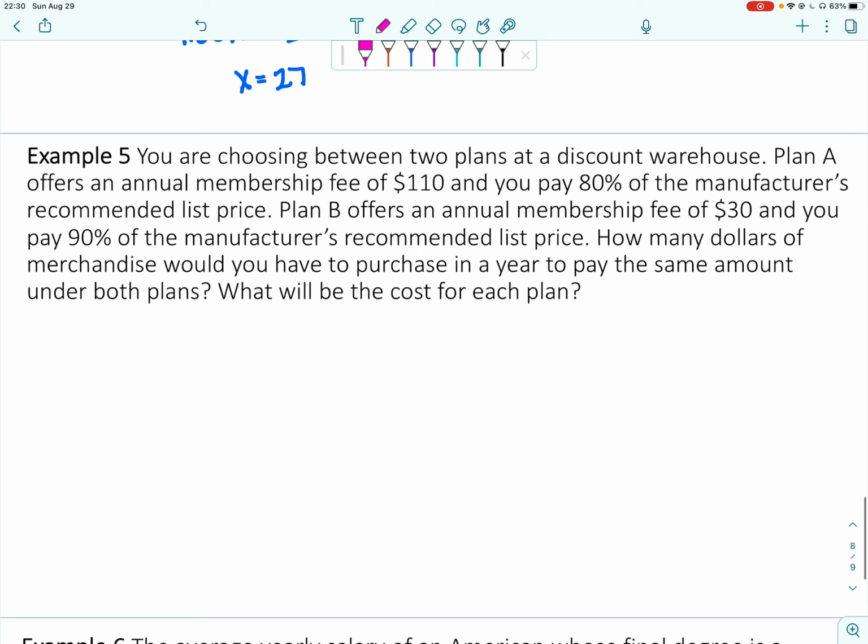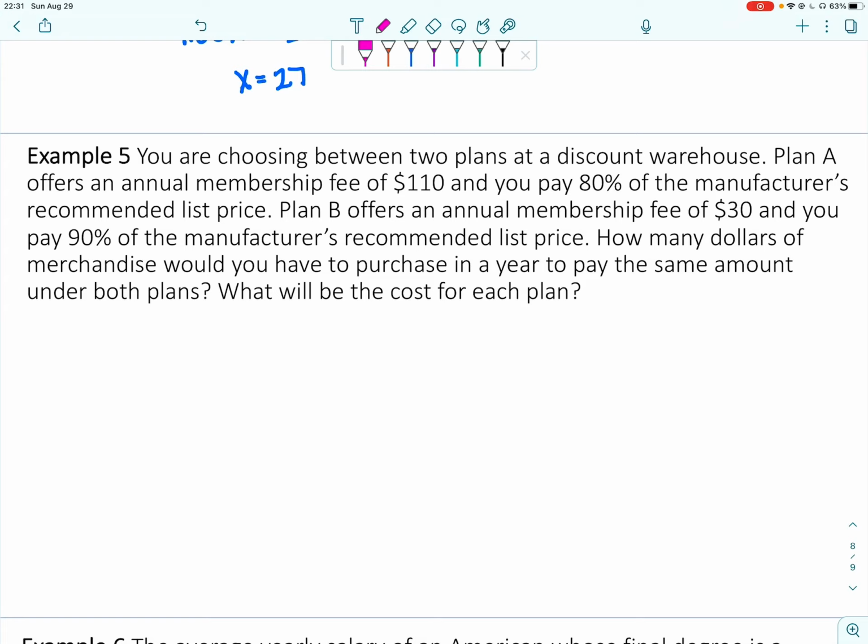Example 5 is very similar, but it's a little bit trickier because it's a little bit more wordy. Example 5, you are choosing between 2 plans at a discount warehouse. So think like Costco or Sam's Club, place like that. Plan A offers an annual membership fee of $110 and you pay 80% of the manufacturer's recommended list price. Plan B offers an annual membership fee of $30 and you pay 90% of the manufacturer's recommended list price.